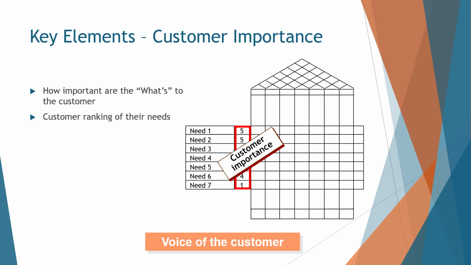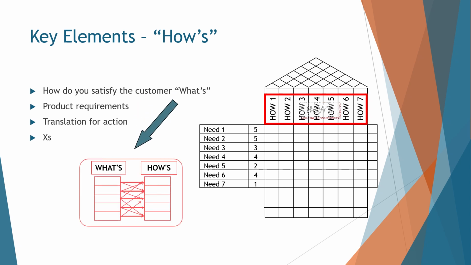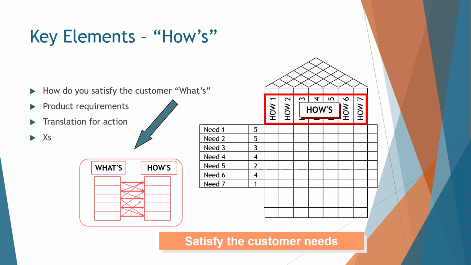Voice of the customer. And then you have key elements. How's. How do we satisfy the customer? What's? Product requirements. Translation for action and X's. And how are we going to achieve the what's? Satisfy the customer needs.